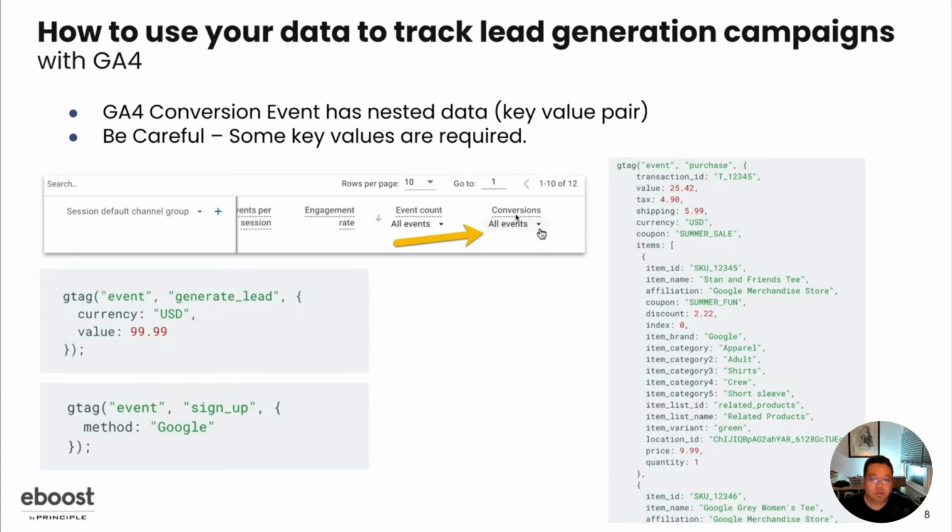And what I also mean by nested data is that it's not just snapping on the generate lead event, but you can actually add context to that, right? So in this particular example, you can add currency and the value for that particular lead.